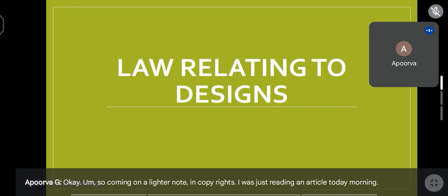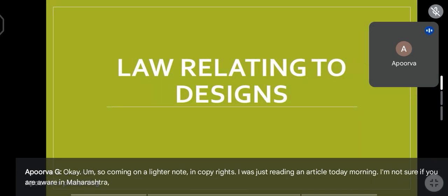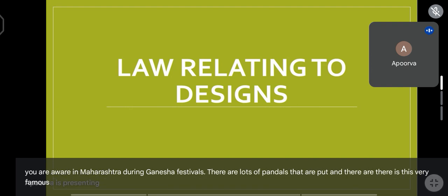Today morning, I'm not sure if you all are aware, in Maharashtra, during Ganesha festivals, there are lots of pandals that are put up. And there is this famous Lal Bagh Cha Raja. Then you have another, multiple two or three names.